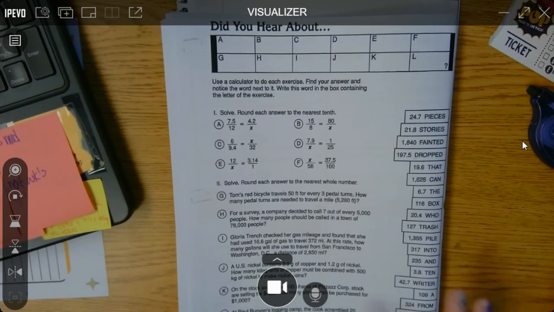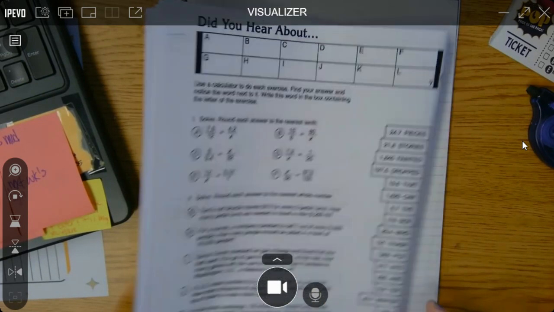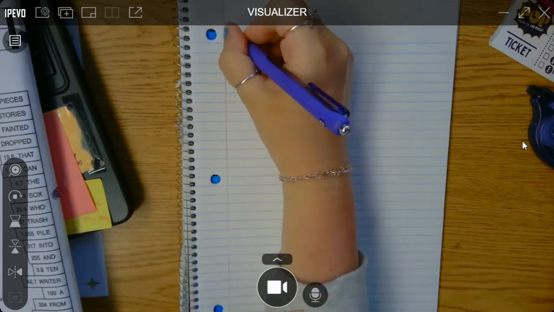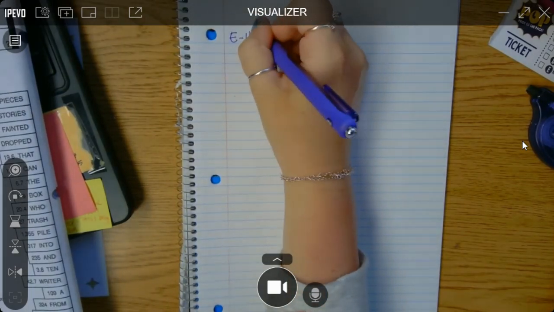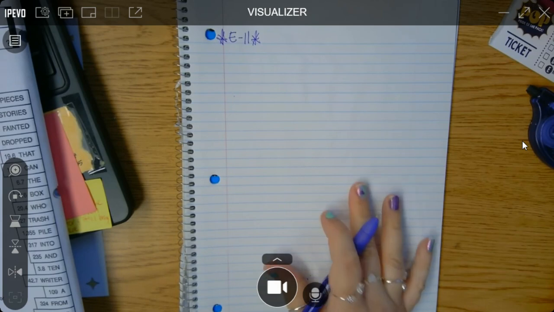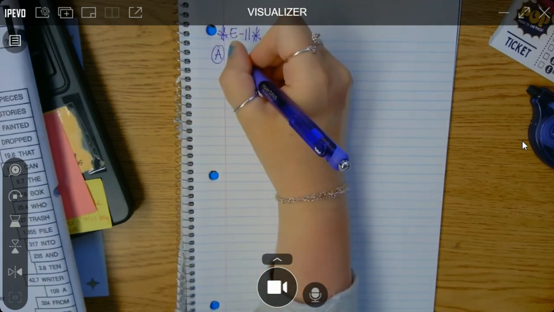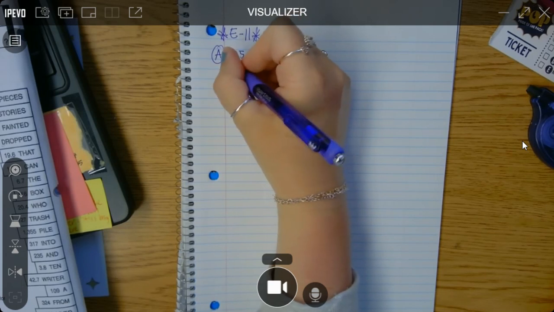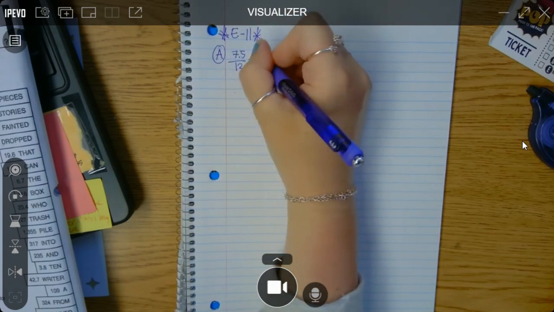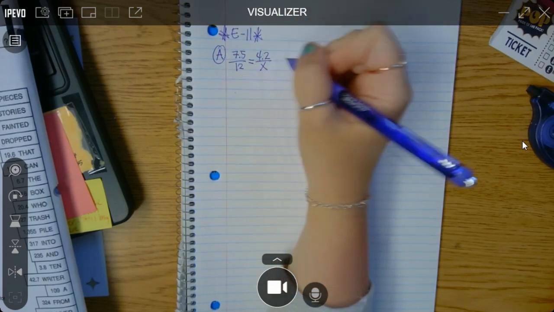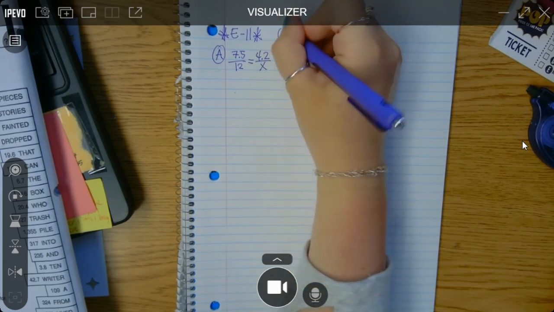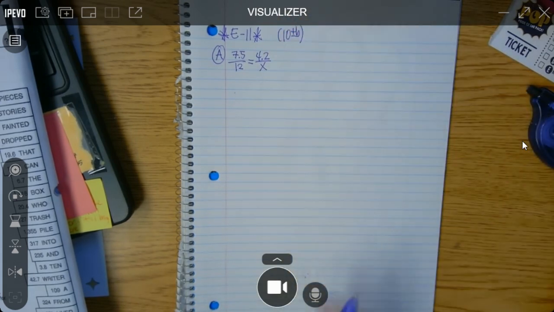Okay, so first off, whenever there's no workspace provided, remember we always show it on a separate sheet of paper. So go ahead and label that this is E11. Okay, and I'll just get you started on the first one, A. So it's 7.5 over 12 equals 4.2 over x. And they said round it to the tenth, so I'm just going to put a reminder to myself that they want it to the tenths.